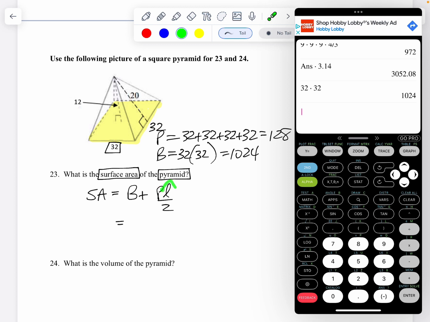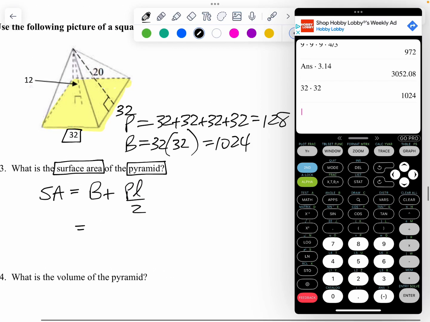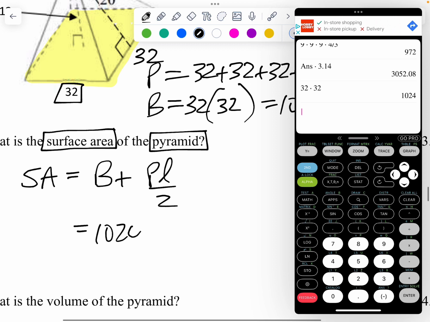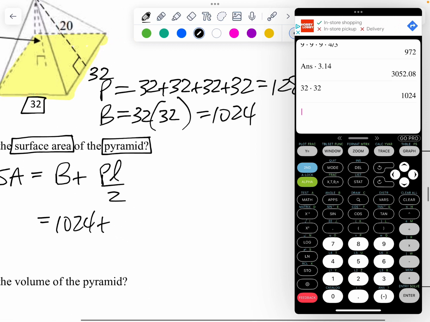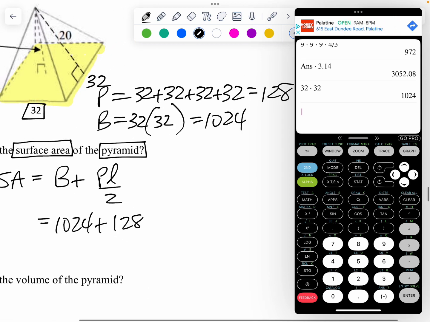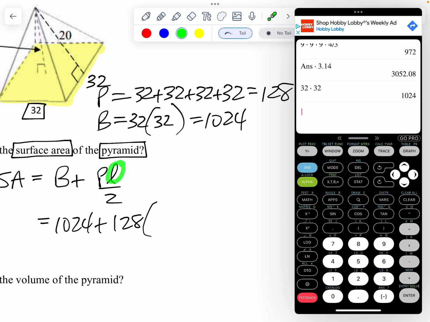The L that I need, as I already said, is this 20. It's the slant height. That's why it's an L. And then don't forget to divide it by 2. So let me plug in all my numbers. The big B is 1024. The big P was 128. The L is this number, which is the 20. And then divide by 2.